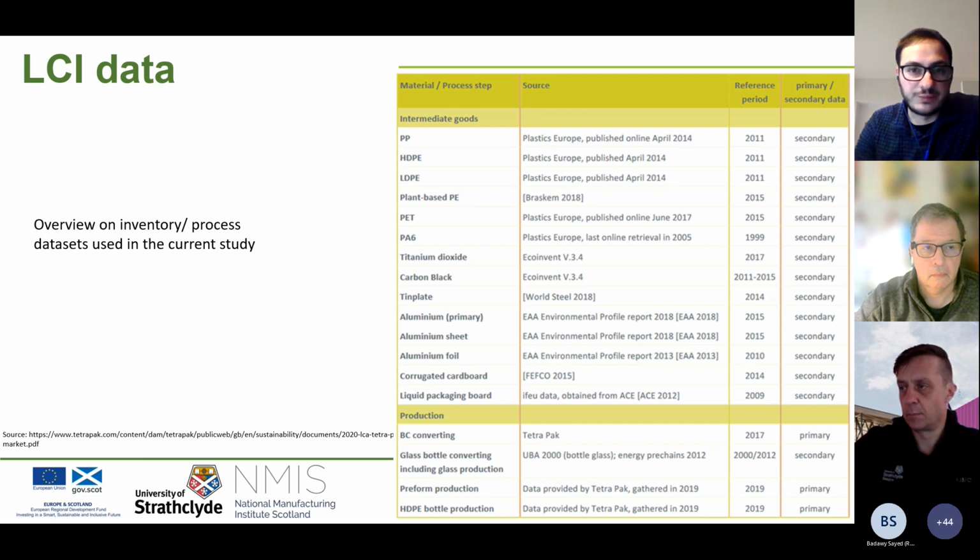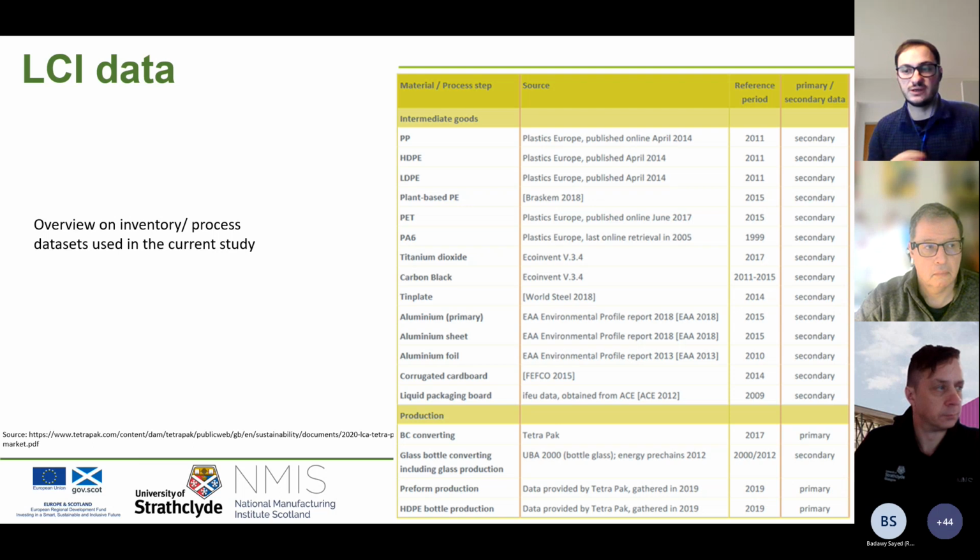Interestingly enough, we see where we get the data from, and then we have the reference period, so we know how old it is, and of course we know if it's secondary or primary. Just to remind you once again, secondary is when we're using a database that already exists, and primary is when we collect our own data with our suppliers, in our data selection process. And yes, this can be much more difficult, but it will give us much more detailed data.